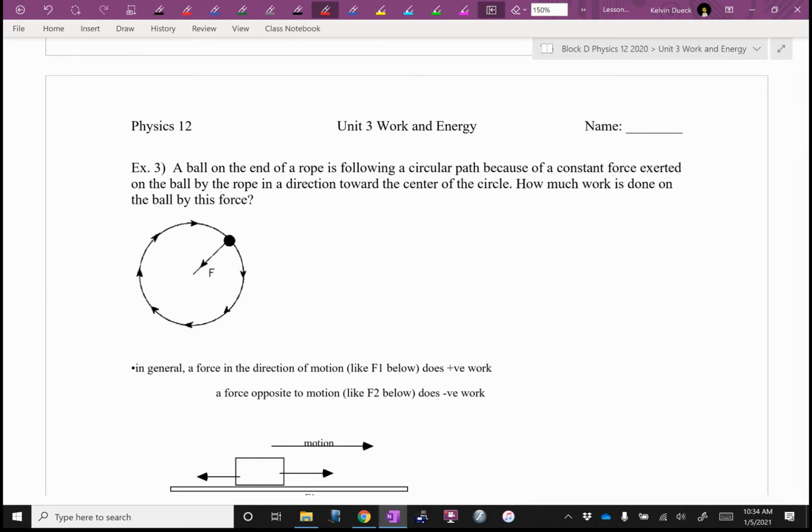How much work is being done on the ball by this force? Well, how do we calculate work? What's our new equation? So let's write that down. Mr. Duke, they didn't give me a force. They didn't give me a distance. No, they didn't. Here's why. Look up. The answer is 0.